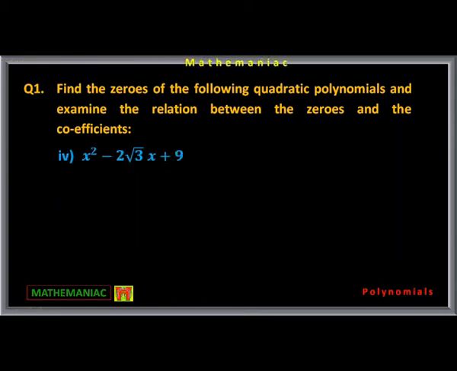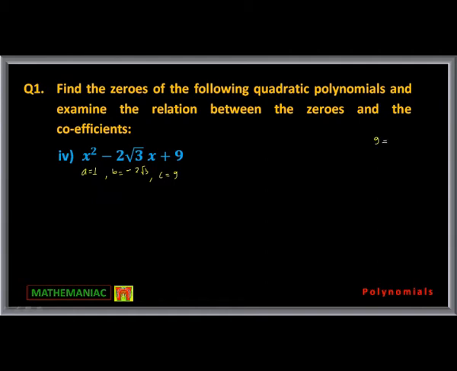Yes, exactly. So here you see there is some difference. We have to talk about the root over. I am eagerly waiting for this question. Perhaps you also would be waiting for that. What is the value of a here? It is 1. B is minus 2 root 3 and c is 9. Fine. What is the product? The process remains the same. It is 1 into 9, 9.